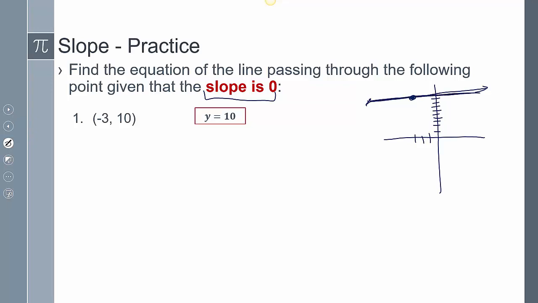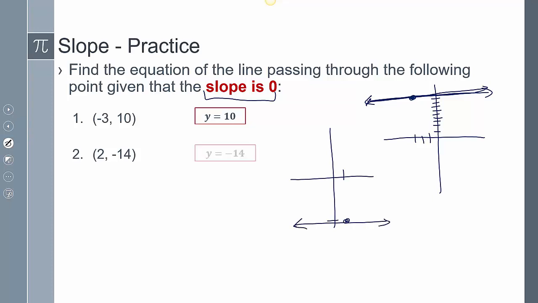Okay, that's a little better. But it's just the idea that it has to create that 0 slope, which is going to create that horizontal line, which is why it's y equals 10. If I had the point 2, negative 14, well, if this was 2 and this was negative 14, and that's my point, it's going to create that horizontal line. So y equals negative 14.